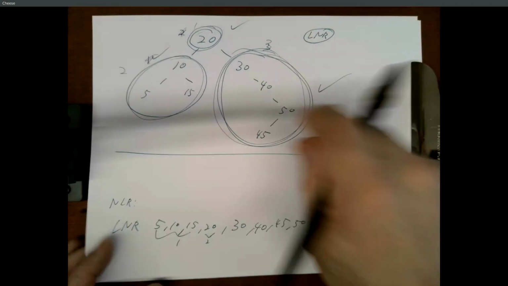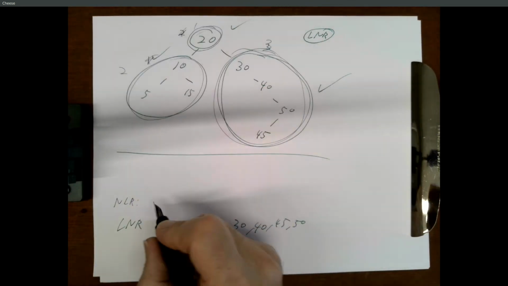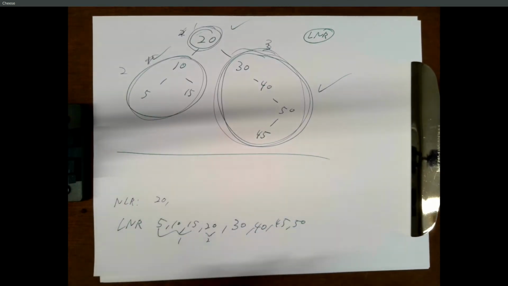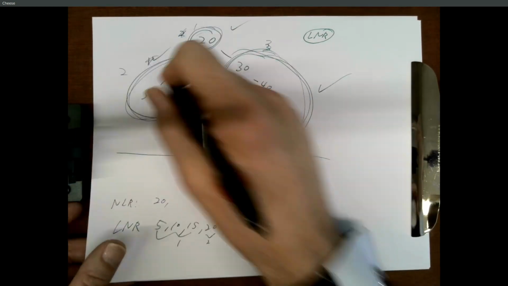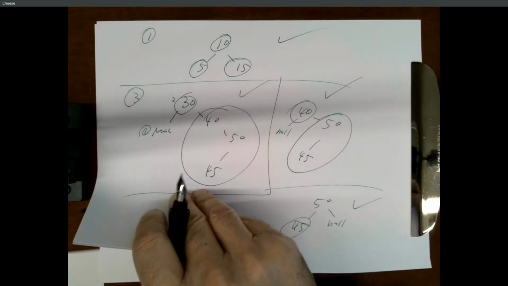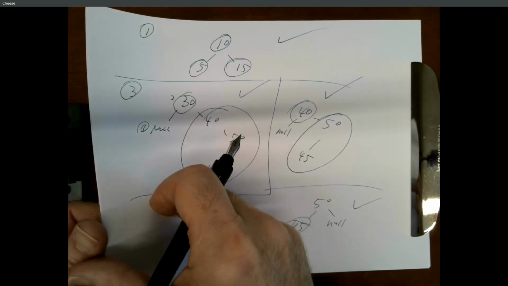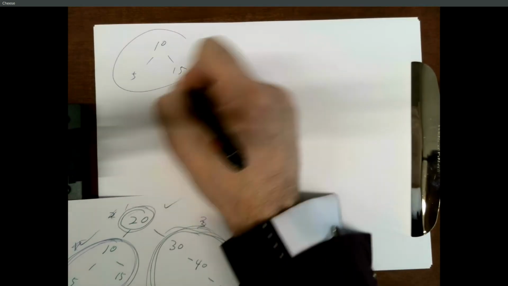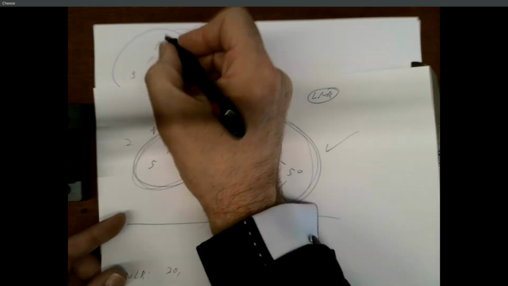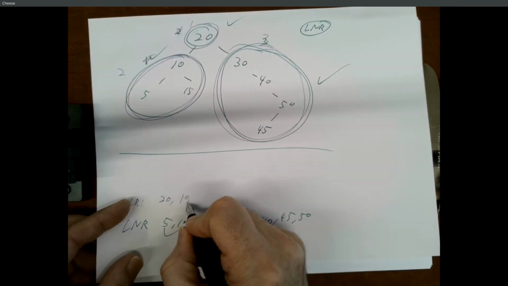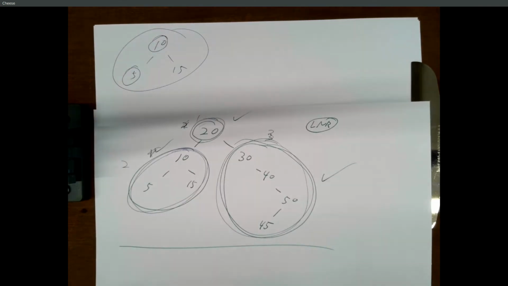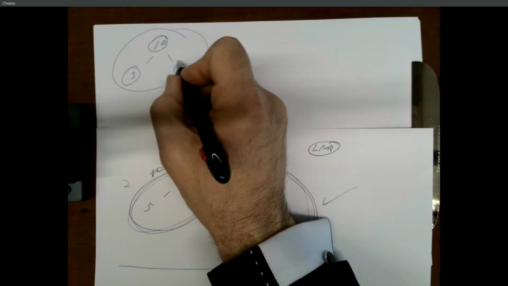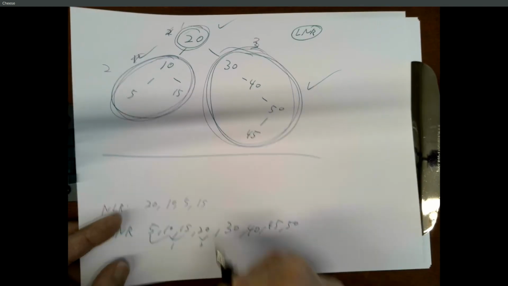Alright, so if we do our original tree in node left right, step 1, print the root node's data, that's a 20. Step 2, do node left right on this tree, which is 10, 5, 15. So we're going to start a new memory frame here. Here's a 10, here's a 5, here's a 15. So you want to do this in node left right. Well, what does that mean? Print out the root node, that's a 10, and then traverse the left subtree, that's just going to be a 5, and then traverse the right subtree, that's a 15.